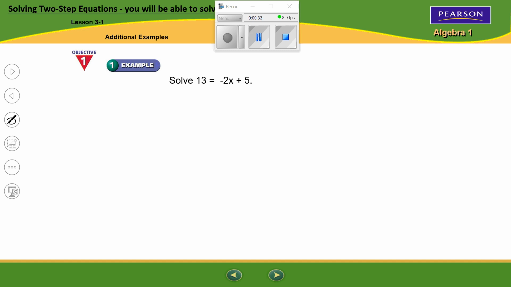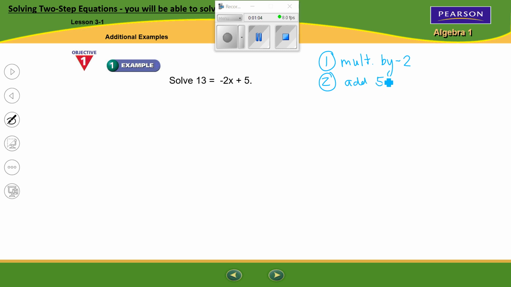Our objective here is to get everything away from the variable. We need to find out what this variable equals. To do that, we need to reverse the order of operations. So I ask, what's happening to the variable? The first thing is it's being multiplied by negative 2. The second thing is it's being added by 5.